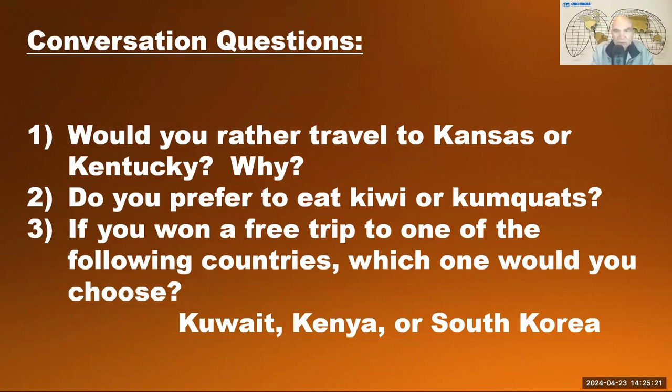So if you won a trip like that, a free trip to one of the following countries, which one would you choose? Which one of these three countries would you choose in that situation? Kuwait, Kenya, or South Korea?